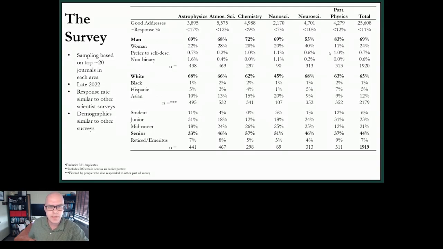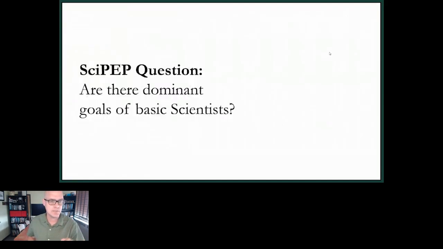One really weird thing about this, and I don't get a lot into significance, is that we actually attempted a census of the authors from recent years in these journals. So it's not actually a sample in the traditional sense.